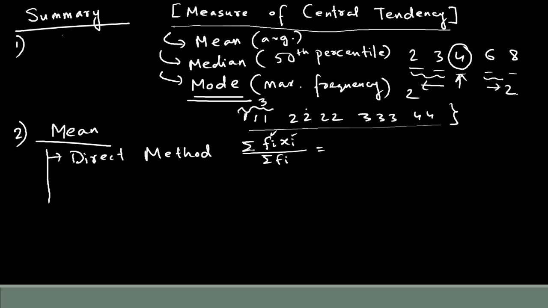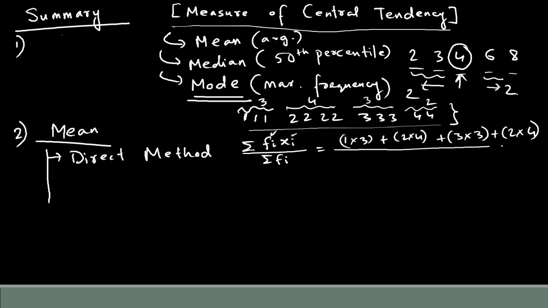So 1 is here 3 times, 2 is here 4 times, 3 is here 3 times, 4 is here 2 times. So you can write 1 times 3 plus 2 times 4 plus 3 times 3 plus 4 times 2, divided by summation of the frequency, right? Which is 3 plus 4 plus 3 plus 2. Okay, now you can do the calculation. So this is the direct method.